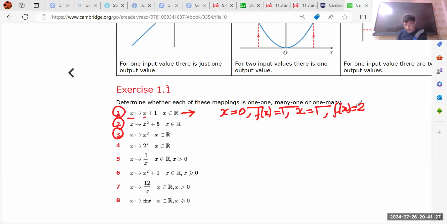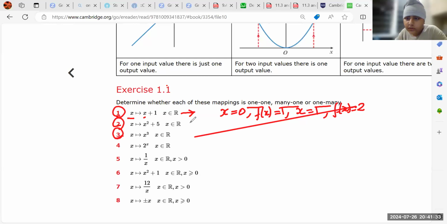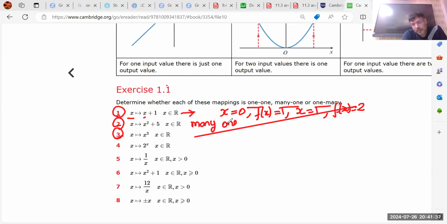What about the second one? One to many. Anyone? So many to one. Many-one. Because मैं x -1 पुट करूं चाहे 1 पुट करूं मेरी वैल्यू सेम आएगी. मैं x -2 पुट करूं चाहे +2 पुट करूं मेरी वैल्यू सेम आएगी. So all right guys, give the answers of 3, 4 and 5 in the chat.